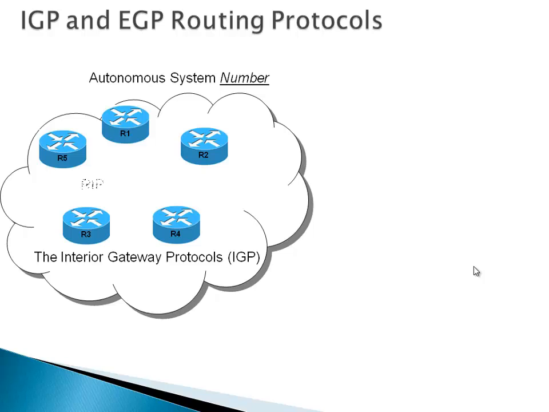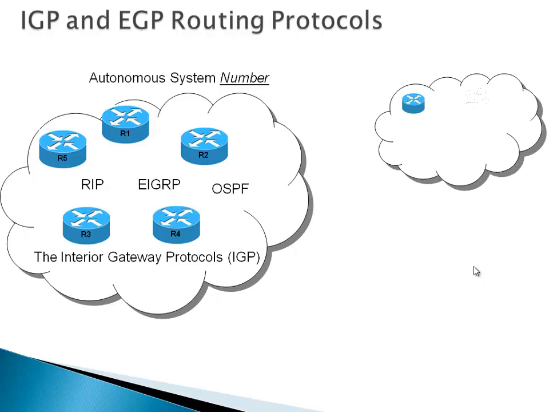Interior gateway protocols that we can use are RIP, EIGRP, OSPF, or ISIS. RIP version 2 we're talking about. So here we can choose which one we want to use. These protocols are within our autonomous system, so interior gateway protocol.